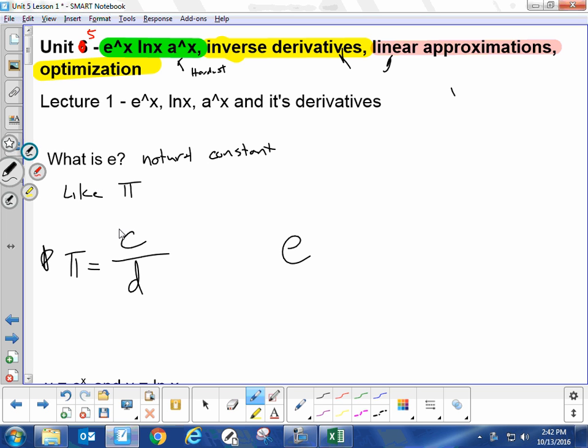It's like pi. Pi is just the circumference of a circle divided by a diameter. e is done by taking the limit as x approaches infinity of (1 plus 1 over x) to the x. It's what we use for continuous compounding. This is used for kind of like compounding interest. Only if x is approaching infinity, boom, we have compounding that is always happening. It's continuous compounding.